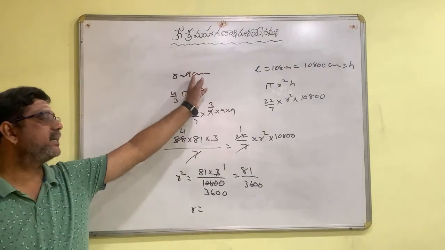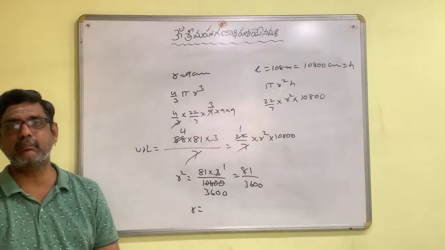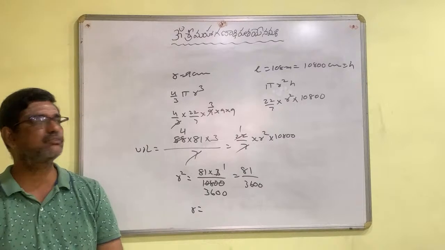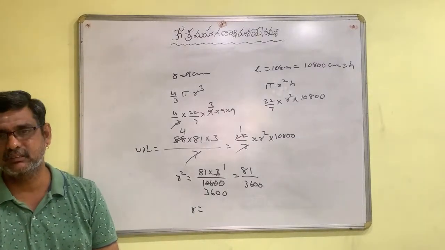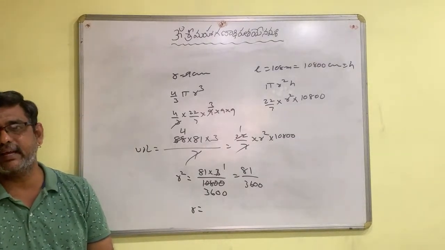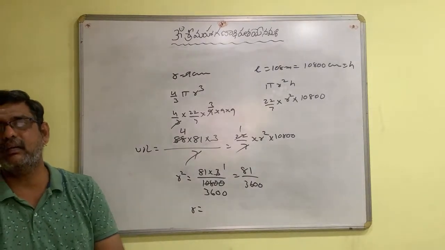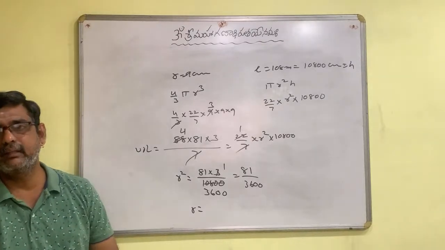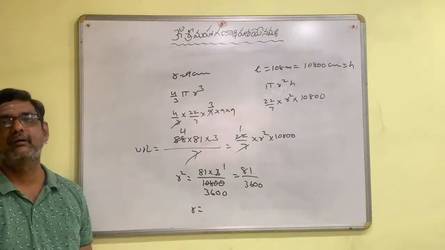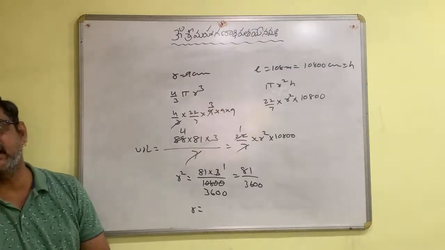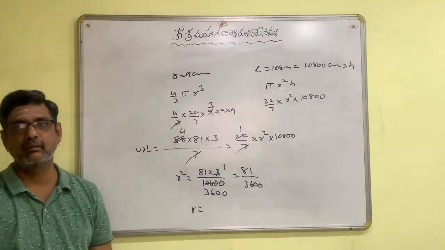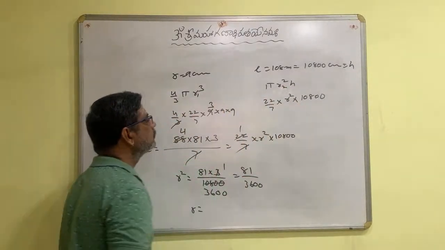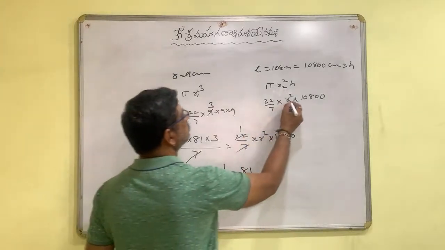See, a sphere of radius 9 centimeters was melted and drawn into a wire of length 108 meters, which is 10800 centimeters. So the length of the wire we have to take as the height of the cylinder. In this situation, volume of sphere equals volume of cylinder, because here the radii are different, let it be R1, R2.